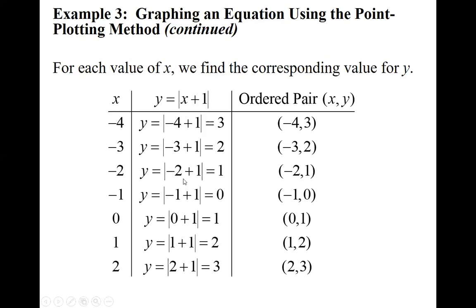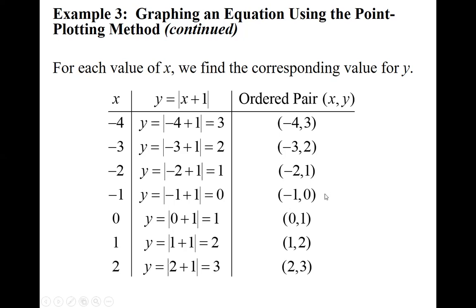Plug in -2. -2 plus 1 is -1. The absolute value of -1 is +1. That gives us the ordered pair -2, +1. Plugging in -1, -1 + 1 is 0. The absolute value of 0 is 0. -1, 0 is a point on the graph.